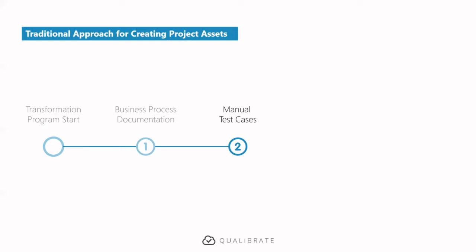Now, manual test cases could be created in Excel or Word. Maybe customers are using a dedicated ALM tool for that, but it's normally a separate activity from the business process documentation, and it's normally done by their key users or even dedicated manual testers who know the steps that need to be performed in the actual application.